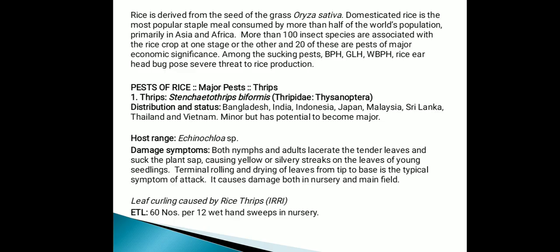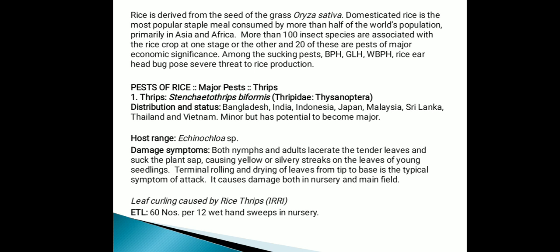So next pest is thrips. Distribution and status: Bangladesh, India, Indonesia, Japan, Malaysia, Sri Lanka, Thailand, and Vietnam. A minor pest but has the potential to become major.